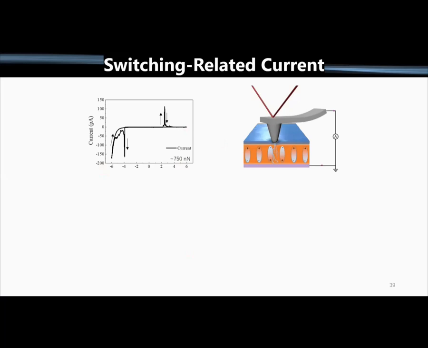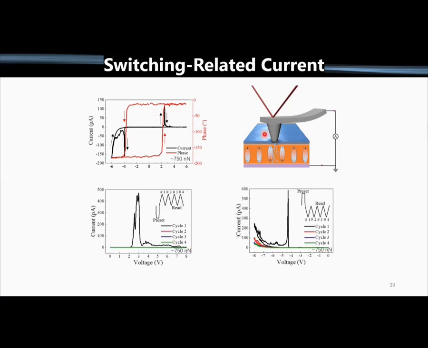So we measure switching at the same time using PFM hysteresis loops, and we can overlap that. And we can see that the switching appears to be associated with these large currents. So when we switch is when we measure these large currents. Okay, so we can do a little bit of investigation.